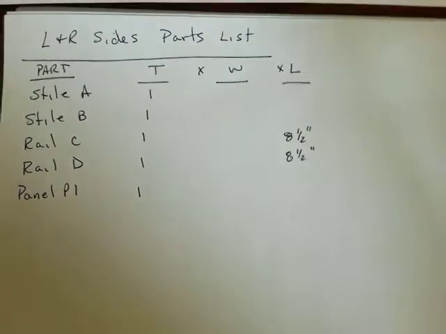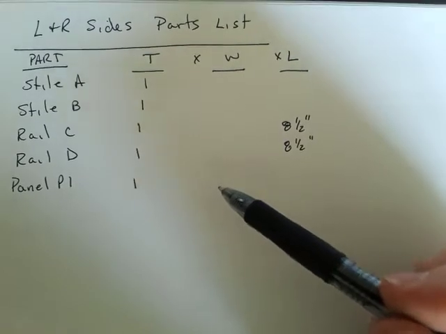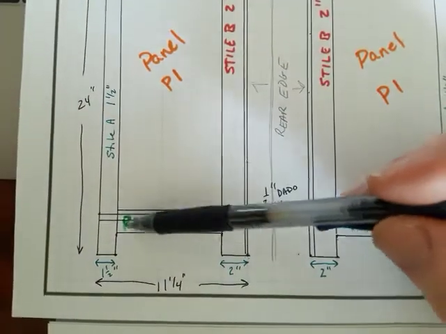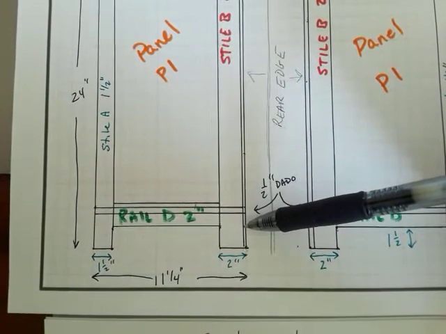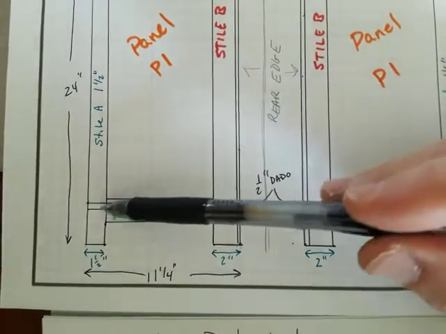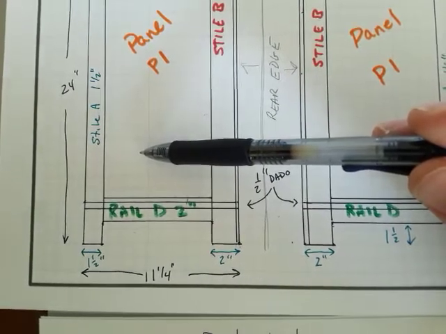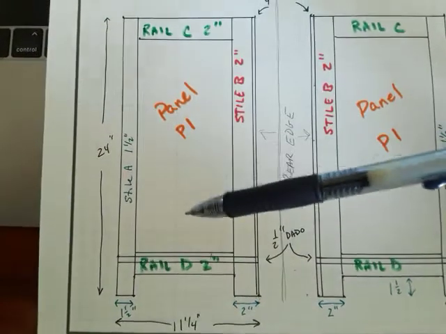Okay, now the panel is something I want you to see if you can figure out the dimensions of. Let's take a look at the panel width. If our overall width is 11.25, and we subtract a 2-inch stile here and a 1.5-inch stile here, what is left over for the width? I want you to see if you can figure that out, and also the height of this panel.